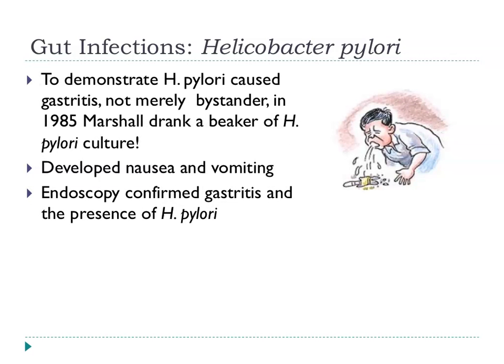So to demonstrate that H. pylori caused gastritis, not merely a bystander, Marshall then in 1985 went on and drank a beaker full of H. pylori culture. He took some bicarbonate of soda and I think he mixed it up in a kind of milkshake and then swallowed it down. And he developed a very bad case of nausea and vomiting. And then when he was endoscoped, it confirmed that there was gastritis when there hadn't been gastritis before, and that H. pylori had colonised his gastric mucosa. You could argue that he was a bit mad, but you know, this was a very cogent demonstration of the fact that it was actually a pathogen.